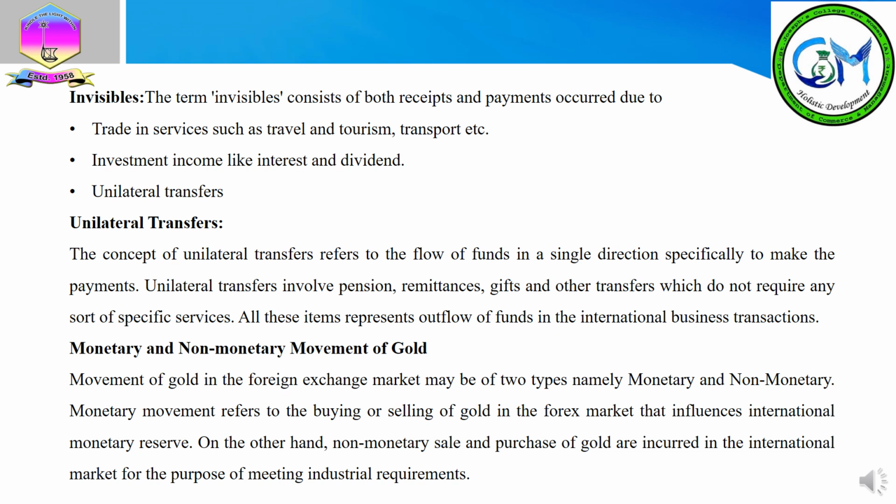Monetary and non-monetary movement of gold. What do you mean by movement of gold in the foreign exchange market? It may be of two types, monetary and non-monetary. What do you mean by monetary? Monetary movement refers to the buying or selling of gold in the forex market that influences the international monetary system. Then what do you mean by non-monetary movement of gold? Non-monetary sale and purchase of gold, sale and purchase, we are not buying, okay? Sale and purchase of gold incurred in the international market for the purpose of meeting industrial requirements is called the non-monetary movement of gold.